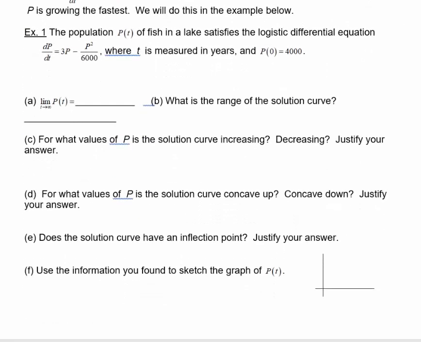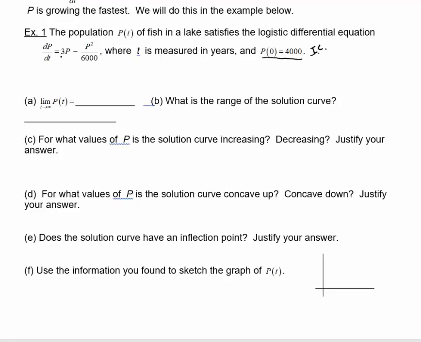All right, so this first example, the population P(t) of fish in a lake satisfies the logistic differential equation dP/dt is equal to 3P minus P squared over 6,000, where t is measured in years and P(0) is equal to 4,000. That, as you know, is my initial condition.